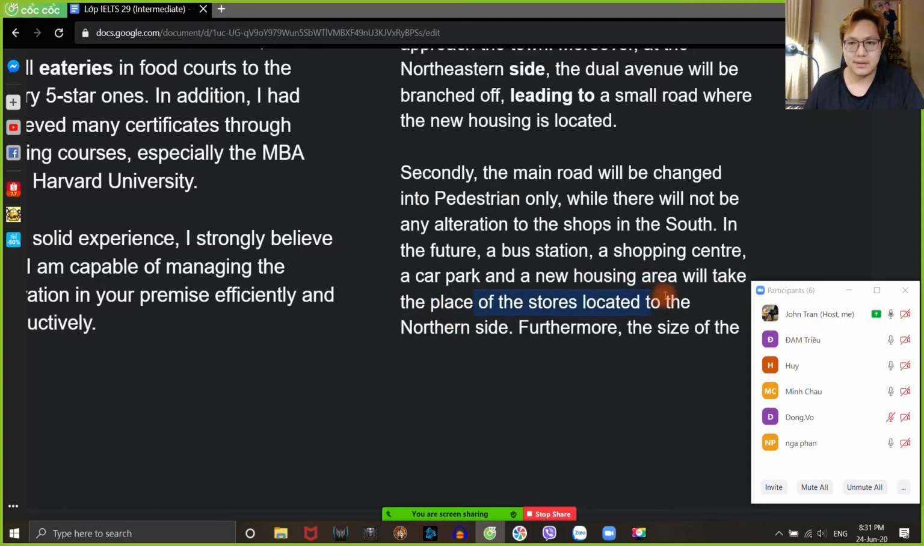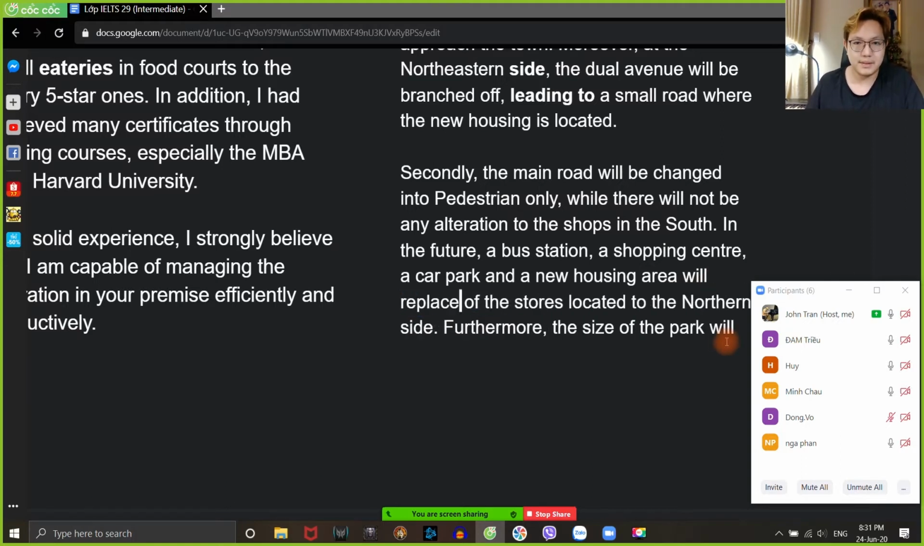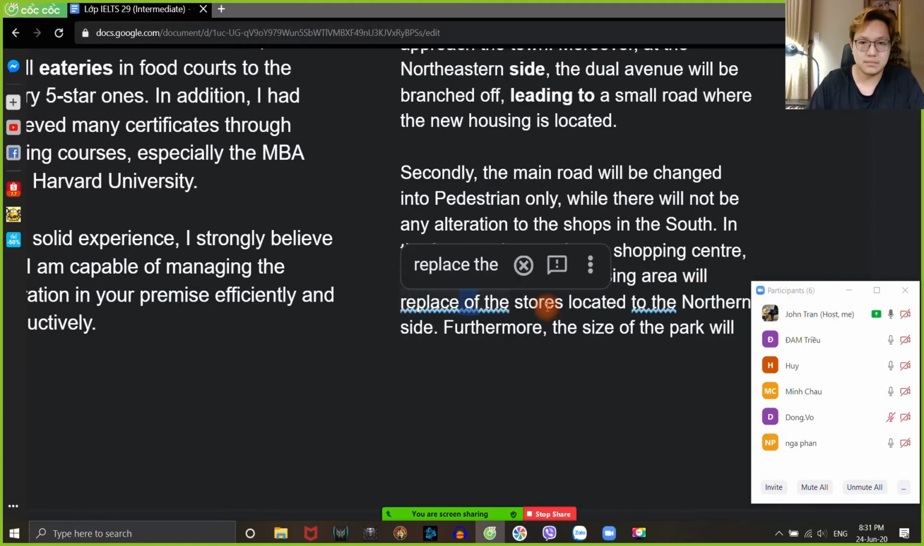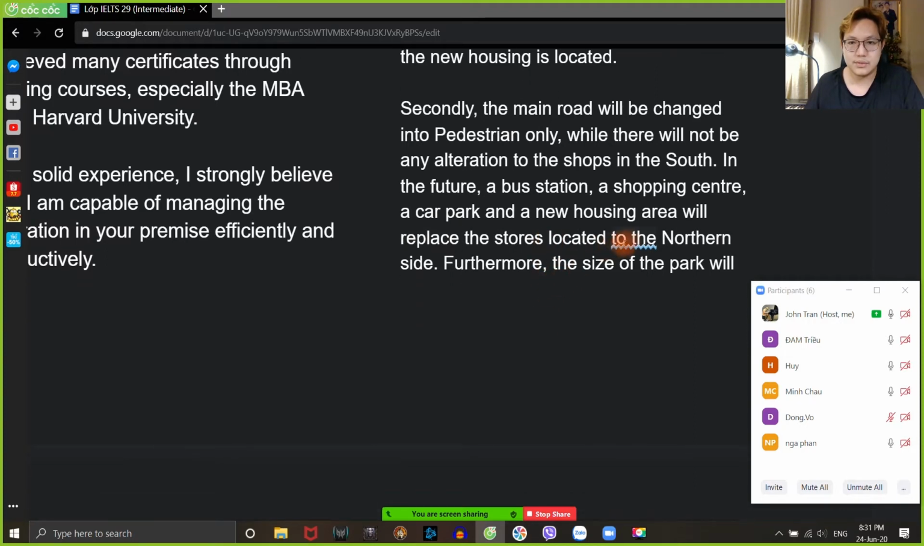Will replace the... Không ai nói take the place như này cả. Nobody says take the place. We say replace. Will replace the store located on the northern side. Nằm ở northern side. Còn nếu mà dùng to thì là nó hướng cái hành động đến chỗ nào đó. If you use to, it's like the action is pointed towards something. But when you use on and in, it's the location of something.